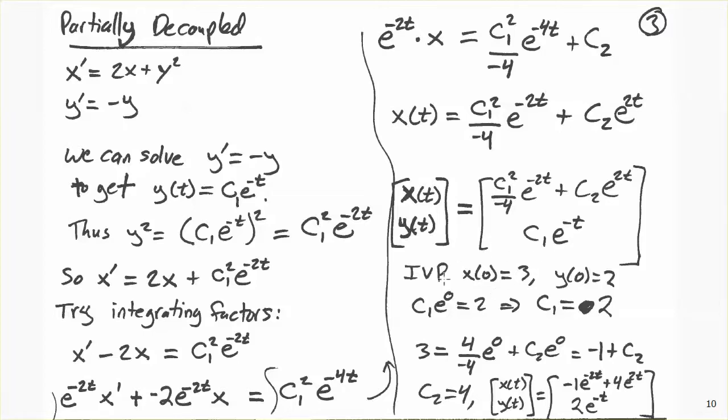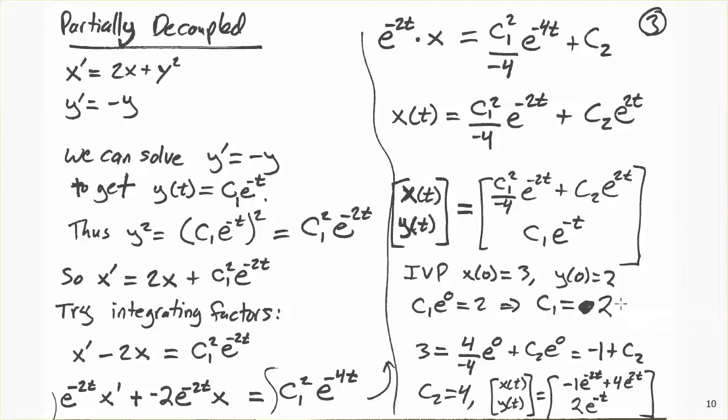Can we solve the initial value problem? X is supposed to be 3 when t is 0, and y is supposed to be 2 when t is 0. Let's start with y. That's easier. We plug in 0 for t. We get c1 e to the 0, which is, of course, 1. So c1 is supposed to be 2, so that's what c1 is.